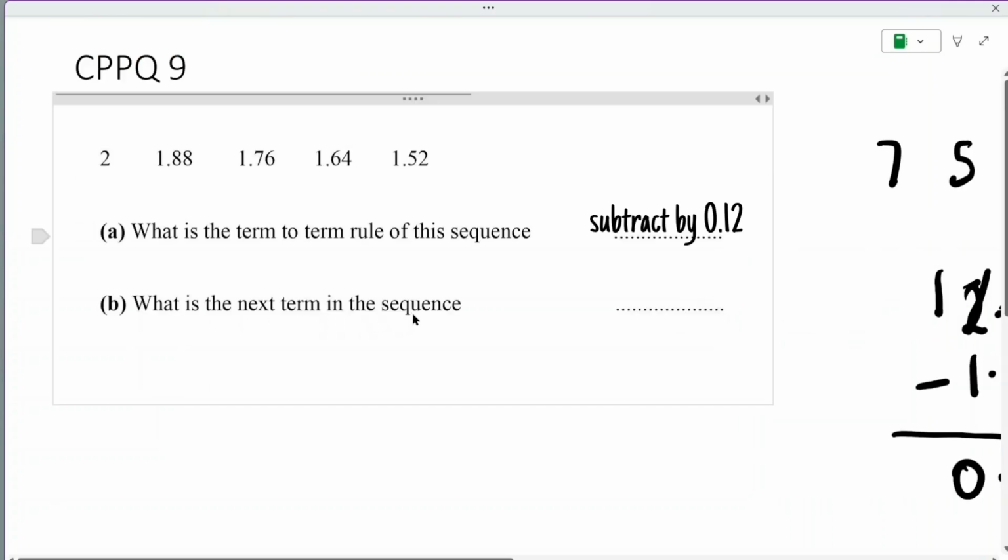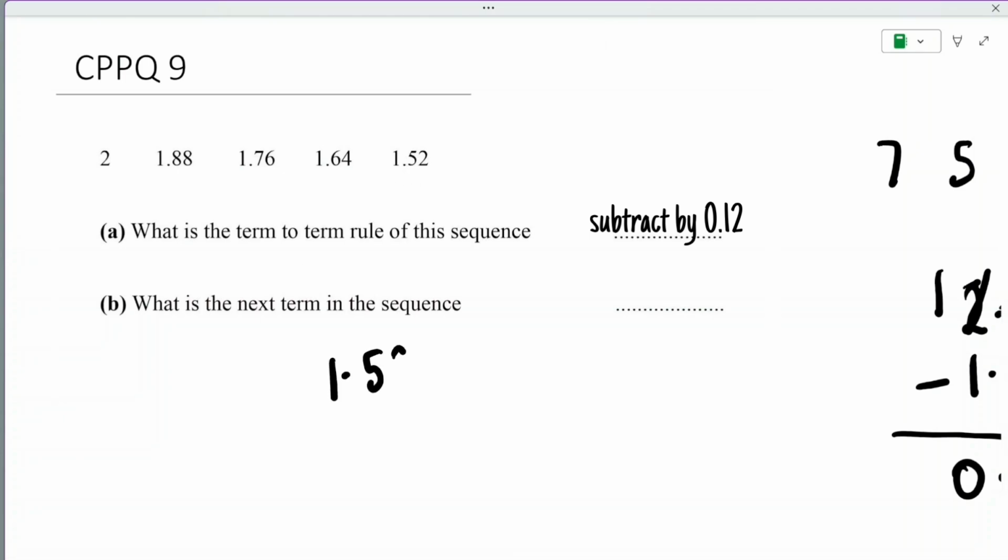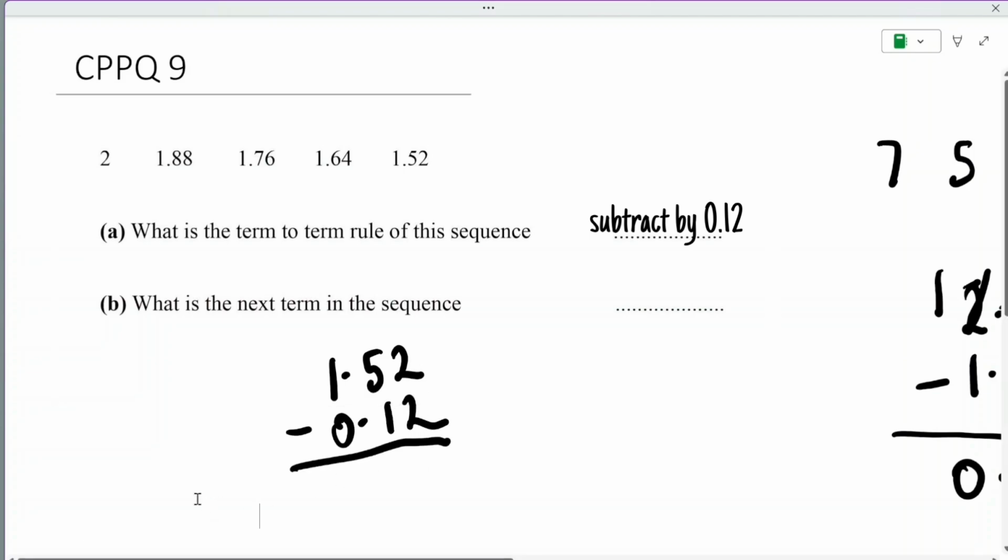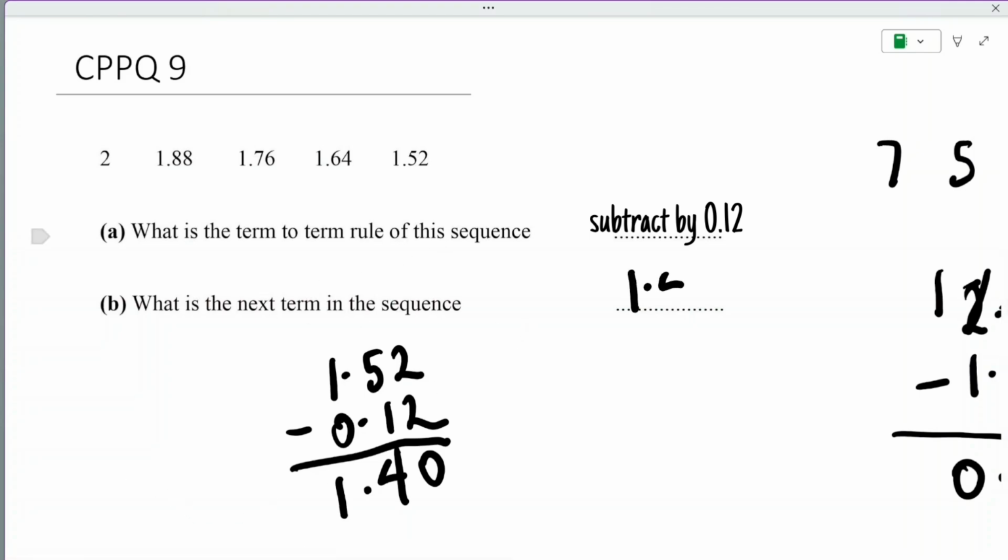Question B, what is the next term of the sequence? They are asking after this term, which term is next? To get the next term, you take this term and subtract 0.12 from it. So we have 1.52 minus 0.12. 2 minus 2 will give you 0. 5 minus 1 will give you 4. Dot. 1 minus 0 will give you 1. So the next term of this sequence is 1.40 in 2 decimal places.